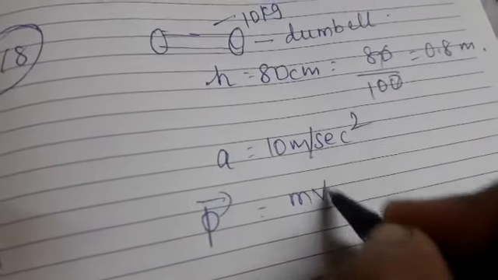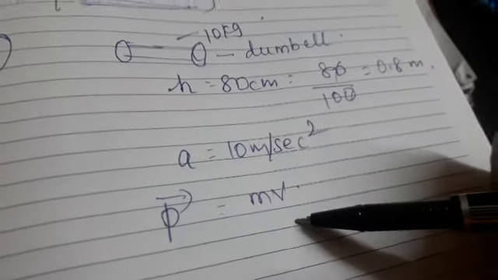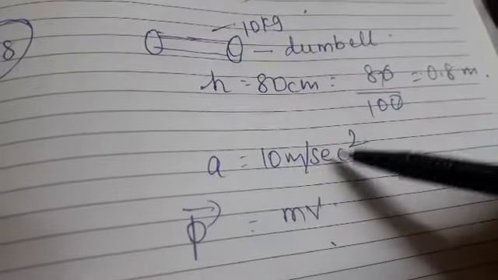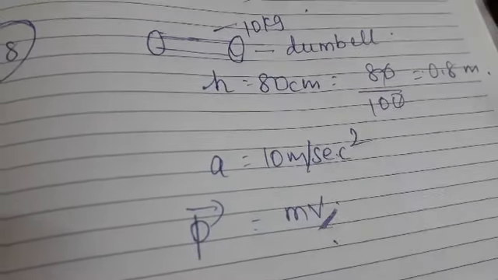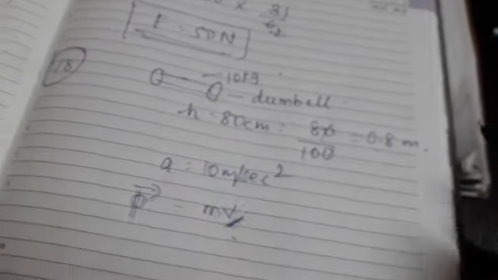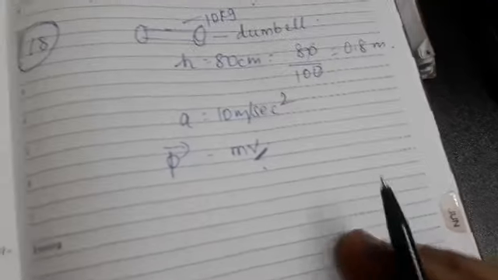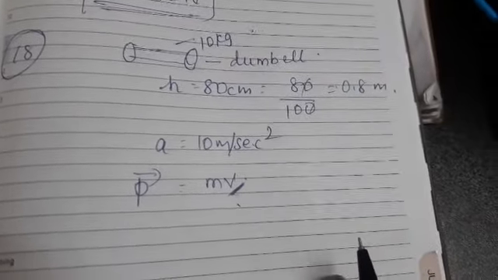Momentum is given by the formula m into v. Now as you can see that we don't know v. We know height, we know mass, we know acceleration. How can we find v? We don't have time, so we cannot apply the second equation of motion.